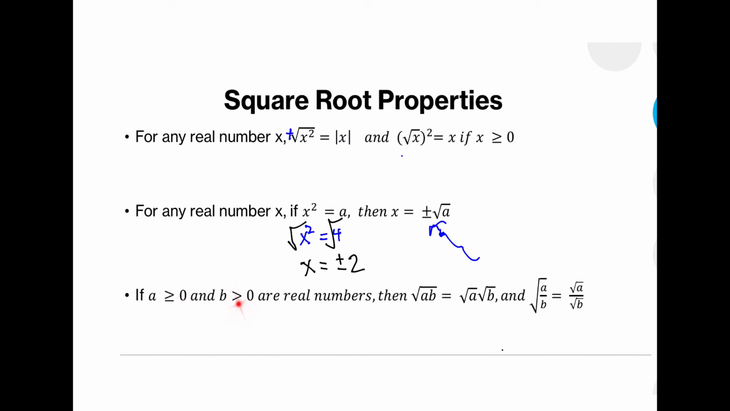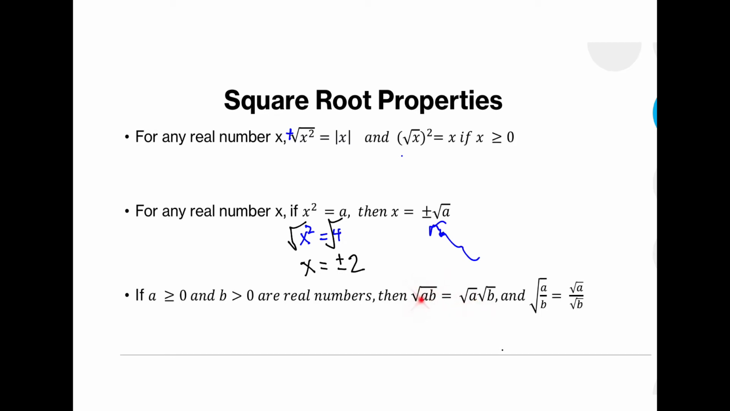So if a and b are both greater than or equal to 0 and are real numbers, we also have this property here, which will carry on to the more general. A lot of these are dealing specifically with square roots, and if we don't have a different index written there, we assume it's a square root.